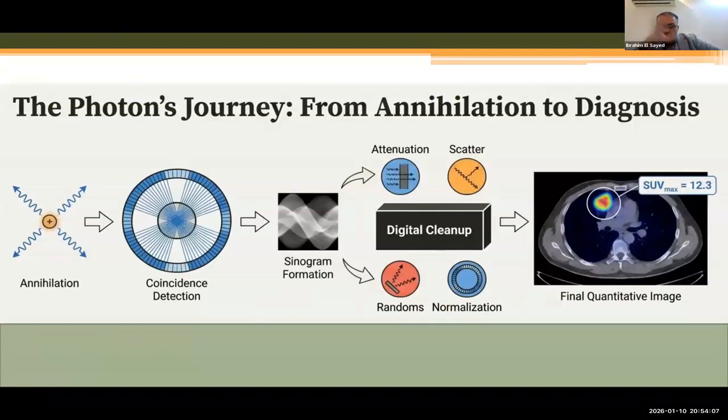Finally, let's review the essential concepts we have covered and also highlight the basic knowledge in brief. First, the annihilation reaction. Positron and electron annihilate, creating two photons at 180 degrees. This fundamental physics enables electronic collimation, which has superior sensitivity compared to physical collimation. The coincidence detection depends on two main factors: the time window, ensuring true events and rejecting random events, and the energy window, which rejects scattered photons.